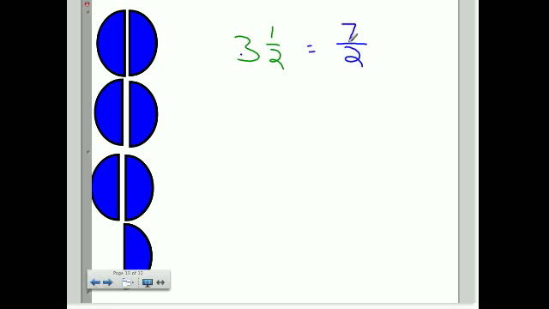And if you look over here, our mixed number is 1, 2, 3 1/2, or we have 7 halves. 1, 2, 3, 4, 5, 6, 7. So 3 1/2 is a mixed number. 7 over 2 is an improper fraction.